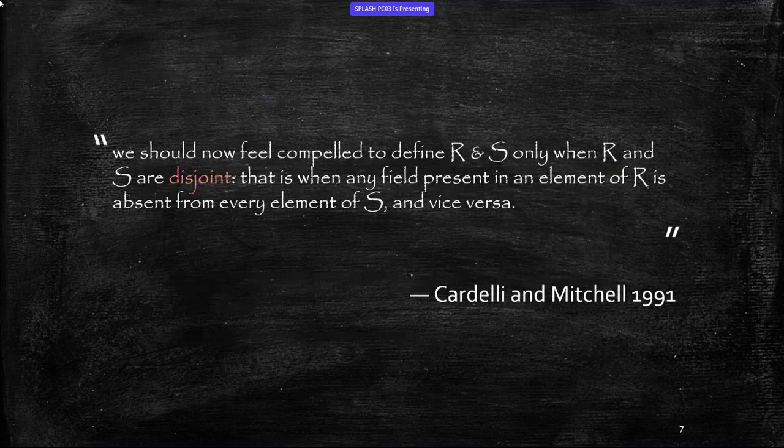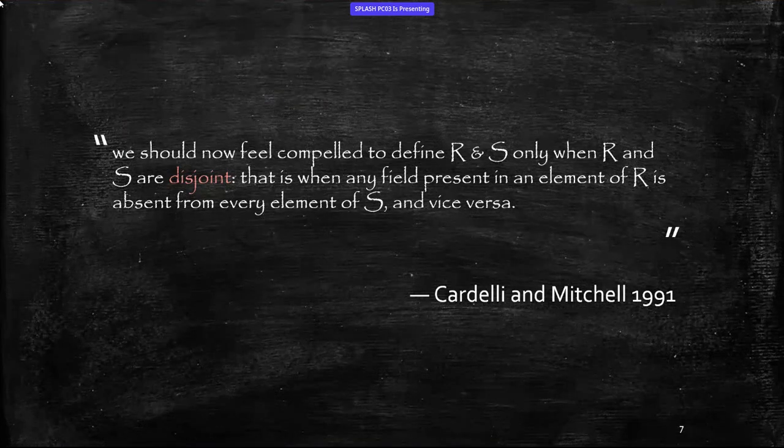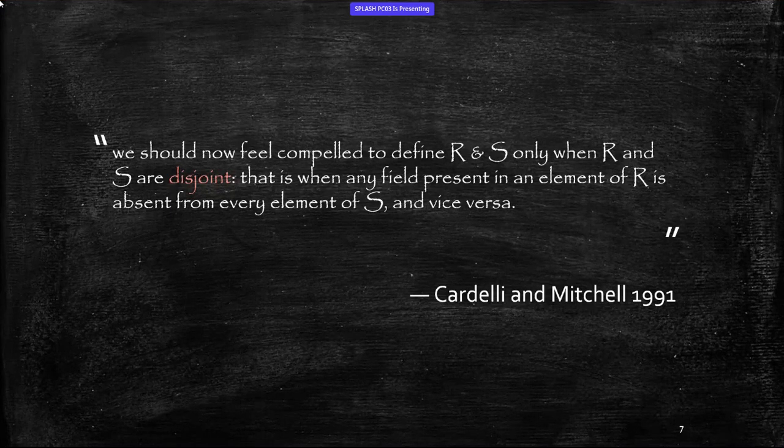Thus, in Cardelli and Mitchell's paper in 1991, they say, we should not feel compelled to define R and S only when R and S are disjoint. That's when any field present in an element of R is absent from every element of S and vice versa.